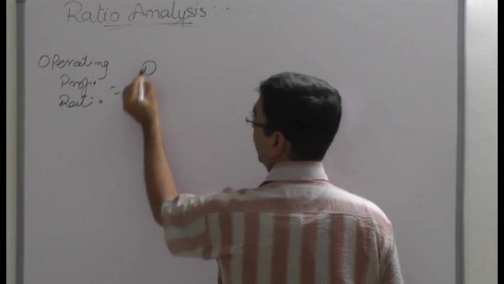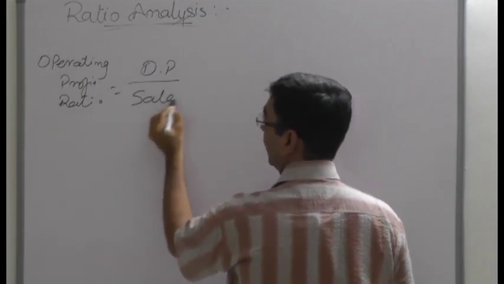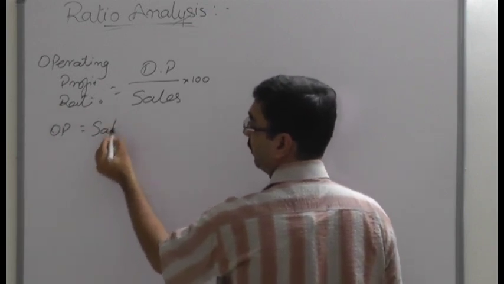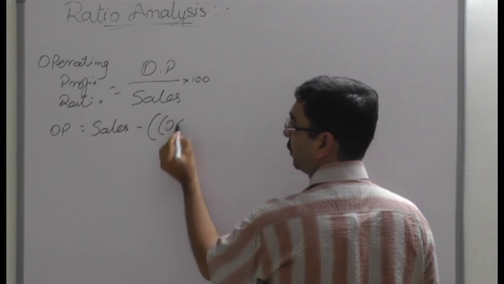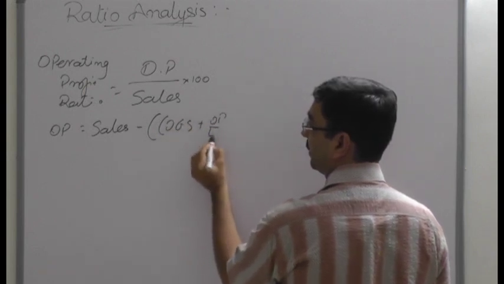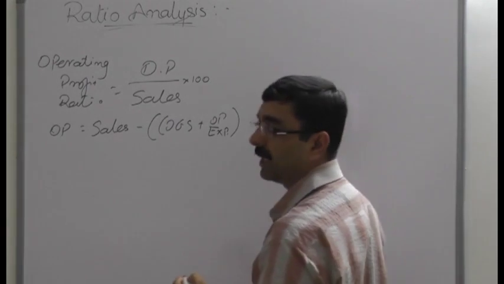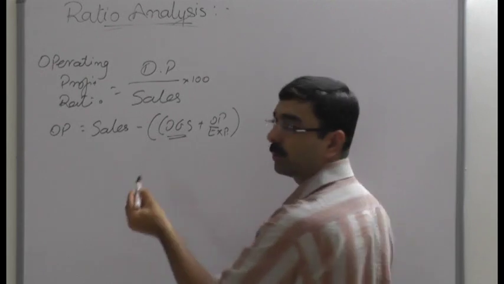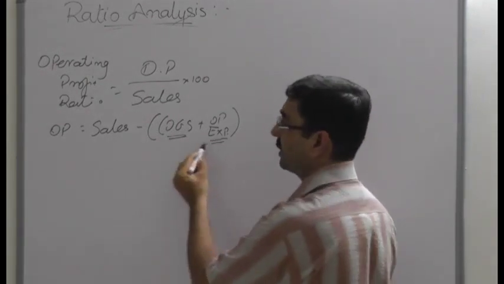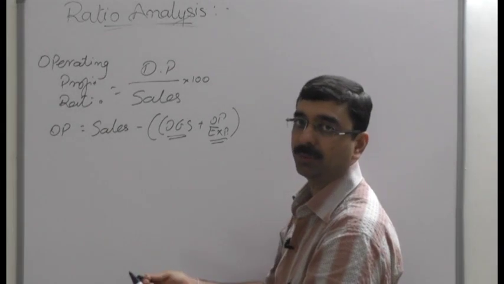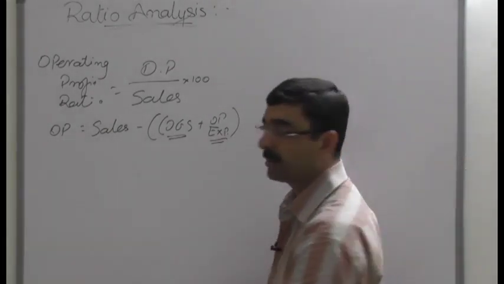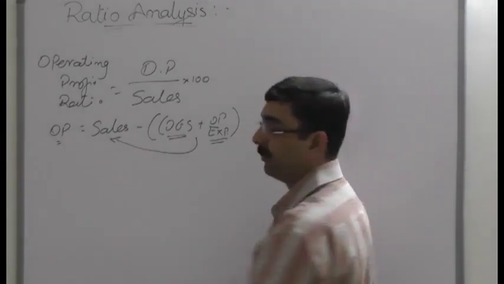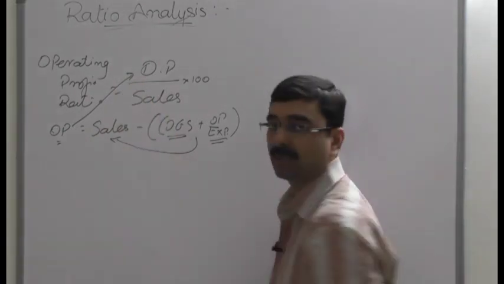The ratio's formula is operating profit divided by sales into 100. How can you determine operating profit? Operating profit you can determine through sales minus cost of goods sold plus operating expenses. In the previous formula you already know how to find out the operating expense ratio. So in that, the cost of goods sold is already determined, and operating expenses, which carry administrative expenses and selling and distribution expenses as well as the non-financial expenses, the total of this would be deducted from the sales. You determine operating profit, and that operating profit is going to be compared with the sales.